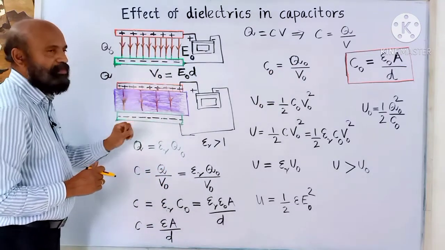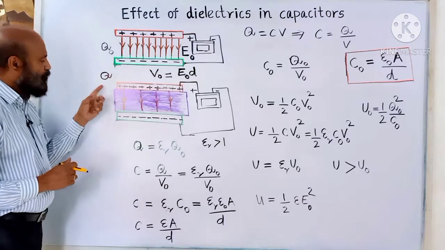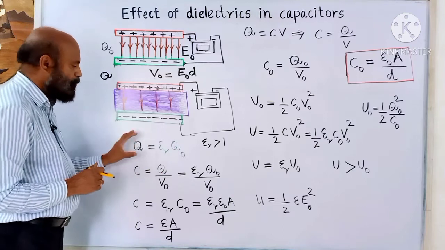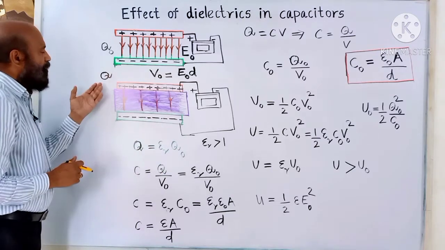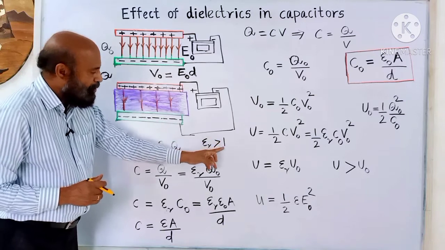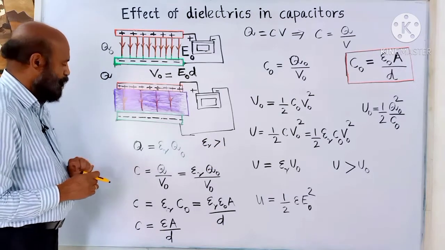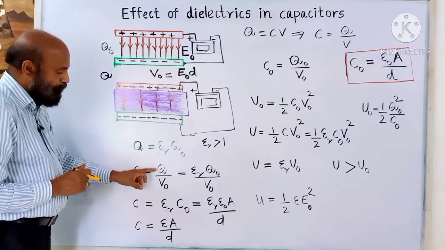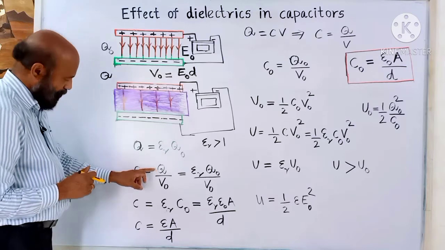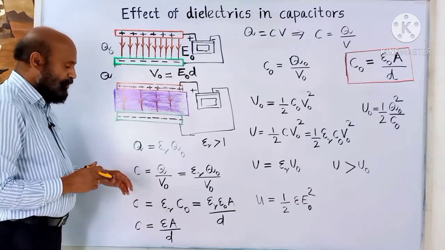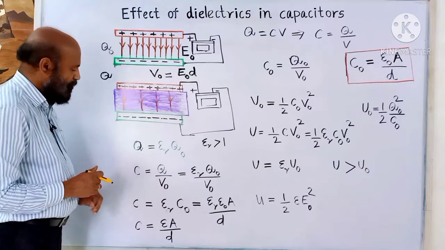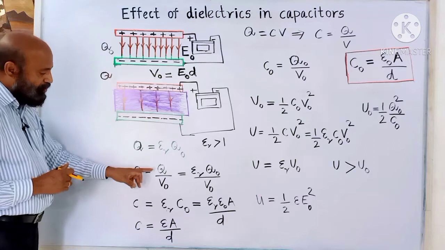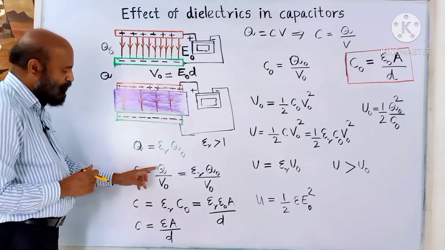After introducing the dielectric, charge is Q. Q is equal to epsilon R Q0. It is experimentally found. Charge is increasing because epsilon R is greater than 1. So Q will be greater than Q0. So capacitance increases in this case also because there is an increase in the amount of charge. In the previous case, there was a decrease in the potential difference. So in both the cases, capacitance increases. In this case, it increases because of the increase in the charge.